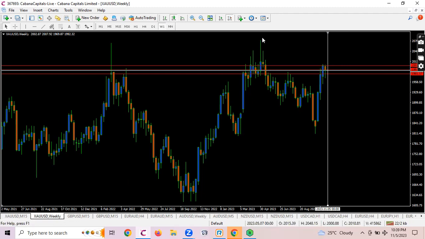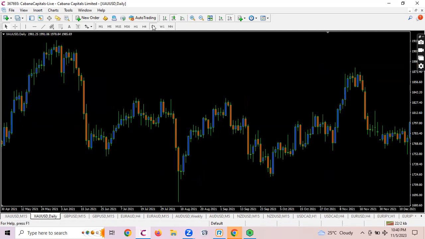I use support and resistance for entries. I use candlestick formation and market structure to define the direction of the market. My entries are done with resistance and support. Before I would buy, price must break a resistance level. Before I would sell, price must break a support level. So let's go down to daily.